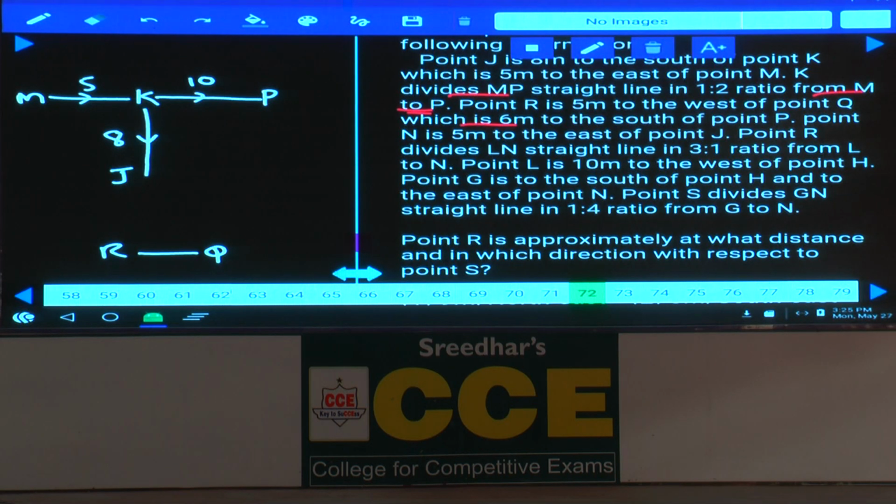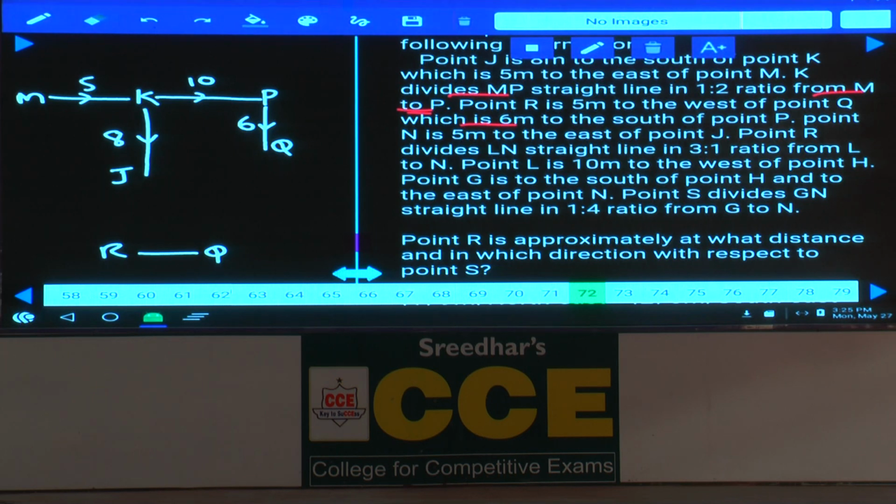Q is 6 meters to the south of P. Now this Q is how many meters? 6 meters. Now this Q is 6 meters to the south of what? South of P, at 6 meters. Now this R is how many meters? R is 5 meters. Now this R is 5 meters.